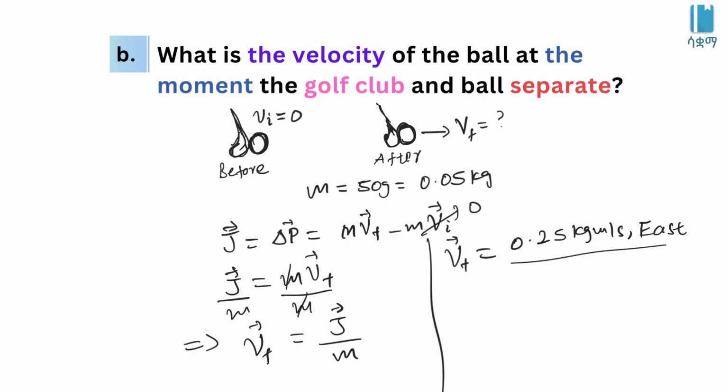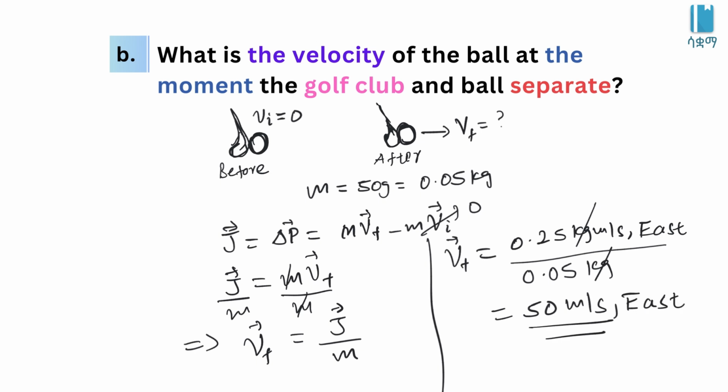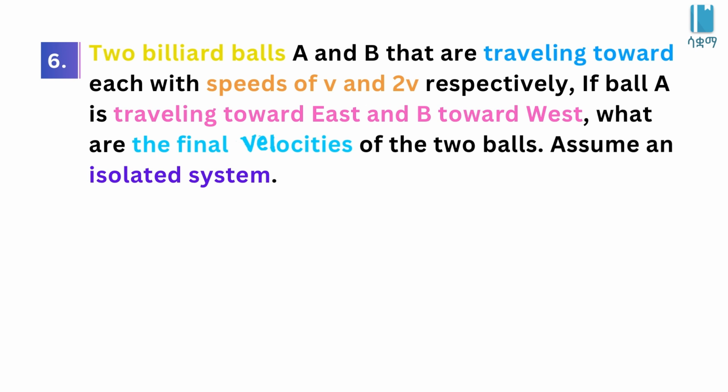We divide this by the mass, which is 0.05 kilogram. So cancel the kg term; kilogram by kilogram cancels. Here 0.25 divided by 0.05 is like dividing 250 by 5, which gives you 50. So 50 meter per second toward east; the direction doesn't change. So this will be the velocity of the ball just after it leaves the golf club. Now let's go to question 6.